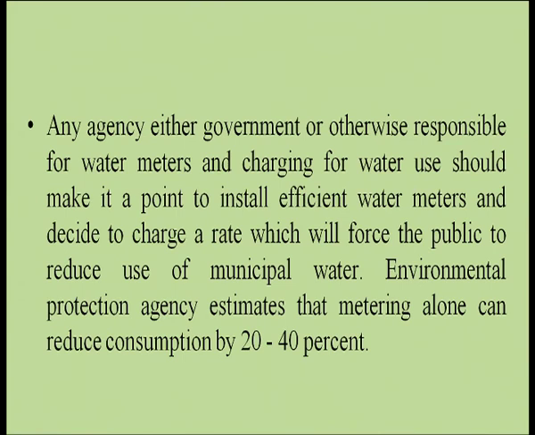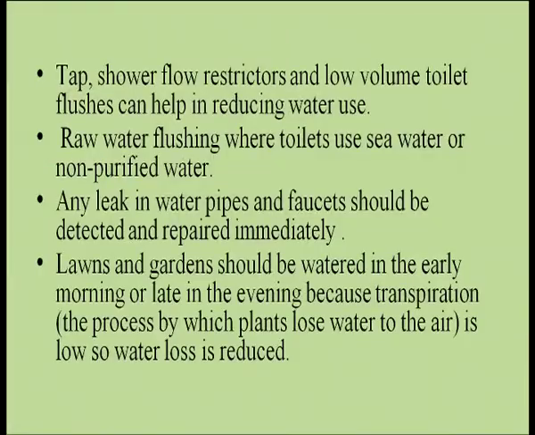Any agency, either government or otherwise, responsible for water meters and charging for water use should make it a point to install efficient water meters and decide to charge a rate which will force the public to reduce use of municipal water. Environmental protection agencies estimate that metering alone can reduce consumption by 20 to 40%. Taps, showers, flow restrictors and low volume toilet flushes can also help in this aspect. Raw water flushing, where toilets use seawater or non-purified water. Any leak in water pipes and faucets should be detected and repaired immediately. Lawns and gardens should be watered in early morning or late evening to prevent excessive transpiration and water loss.